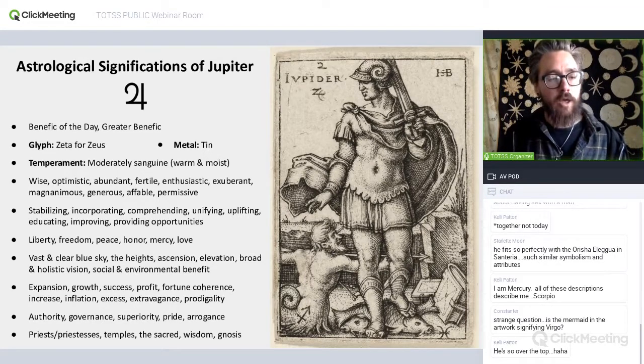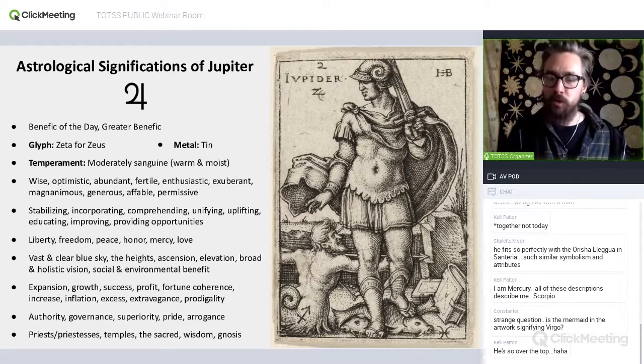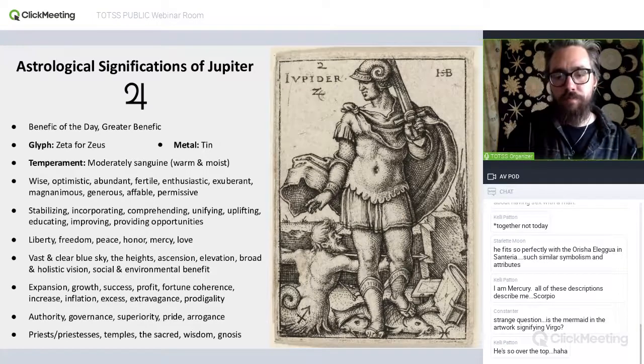Jupiter is often associated with priests or priestesses, those sacred offices, and with temples and the sacred, and wisdom, and with gnosis. You can really contrast mercurial knowledge with Jupiterian gnosis, which resists the ability to be captured in dualistic language, which is what Mercury is all about, whereas Jupiter is something beyond that, something more total and expansive and kind of holistic.